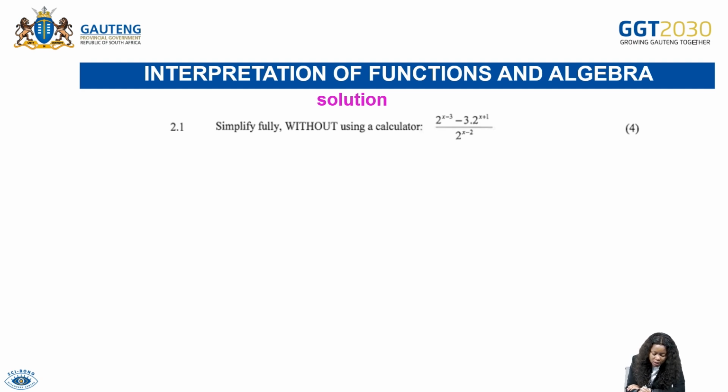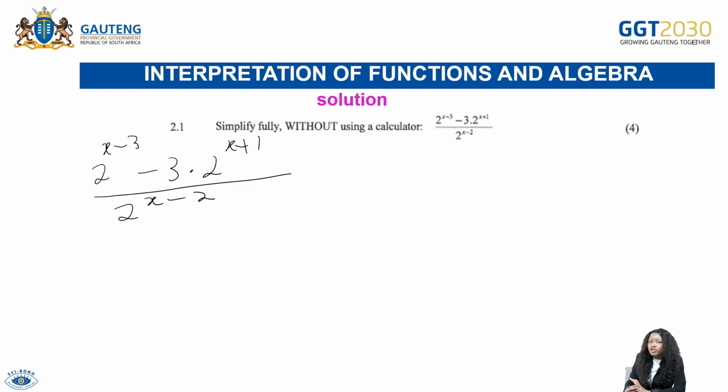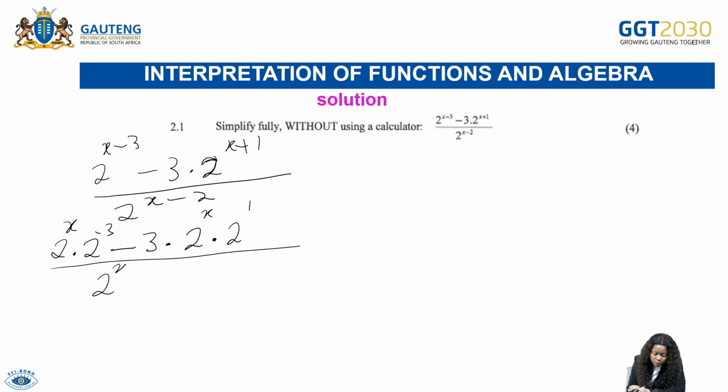So you are given 2 to the exponent x minus 3 times 2 to the exponent x plus 1, all over 2 to the exponent x minus 2. Remember, in this question, you can't use a calculator. So we need to separate. When you're separating here, you'll say it's 2 to the exponent x times 2 to the exponent minus 3, minus 3 times, again, if I separate this side, I'll get 2 to the exponent x times 2 to the exponent 1. Can you see? So even with the denominator, I'll get 2 to the exponent x times 2 to the exponent negative 2.